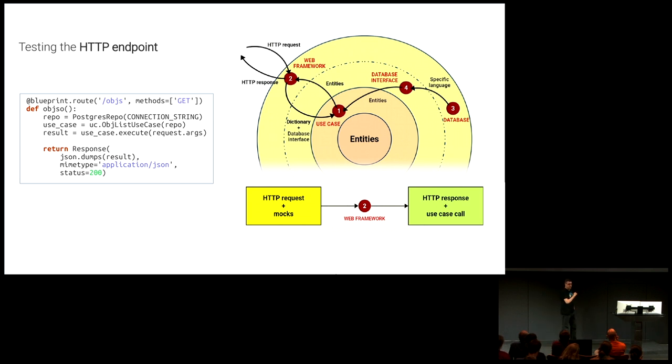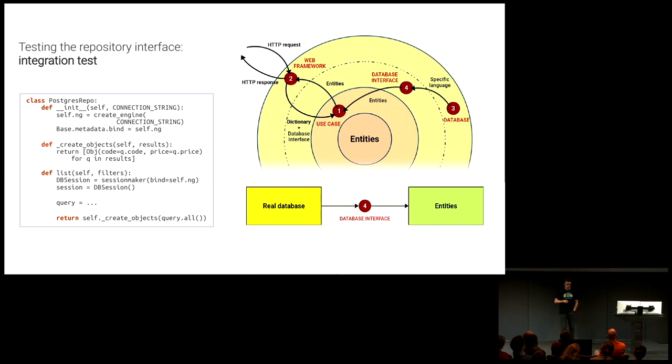Again, I need an HTTP request, some mocks for the use case for the repository, and then I have to test the outputs. My point is I don't need to instantiate a database, for example. If you are used to Django, just to name one framework, very good framework, by the way, when you test your models, you have to have a database running, not here. When do you need a database? When you test the repository interface, obviously.